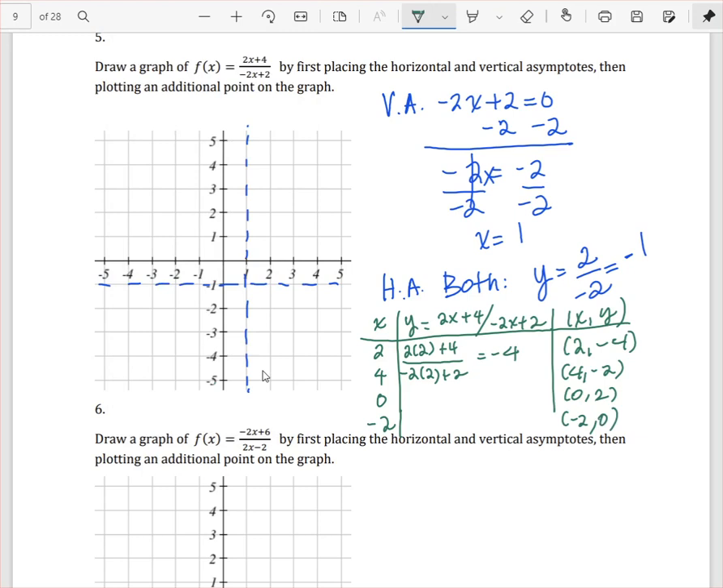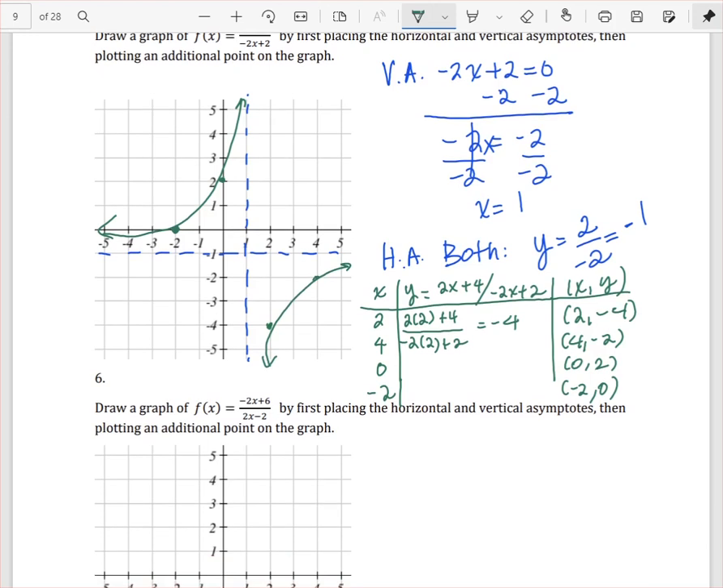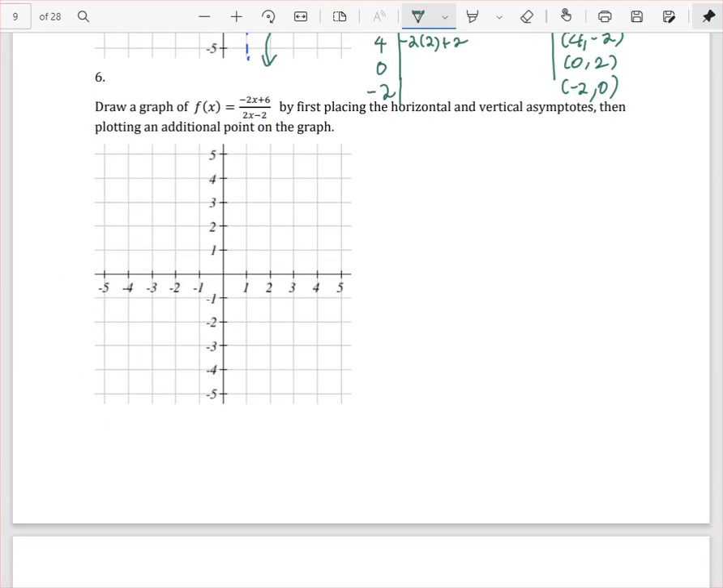Now on my open math, like I said, you're going to have to plot 2 points on each side, and my open math will graph it for you. So this one would be 0, -2, 0, 0, 2. And then my open math will do that. And then on this side, you're going to do 2, -4, and 4, -2. And then it will get it done for you. So you start by placing the vertical and horizontal asymptotes on the graph, and then you plot the extra points. So that's going to be very similar to this one.